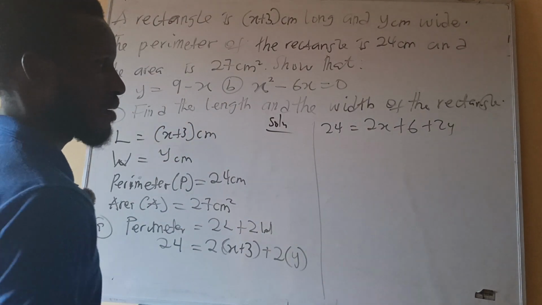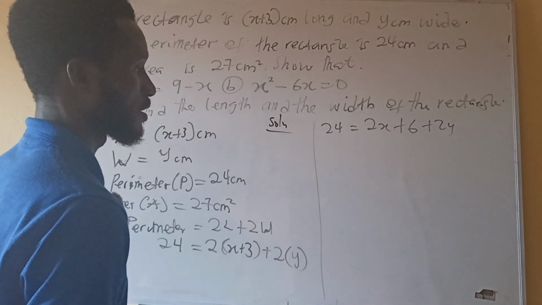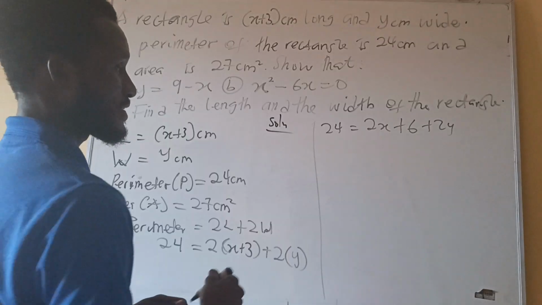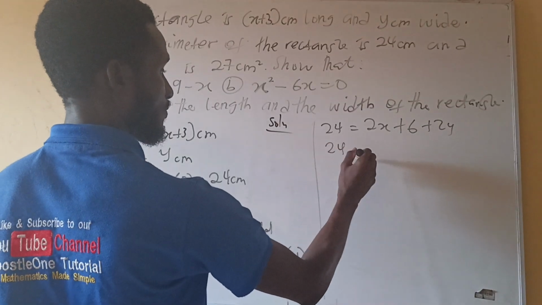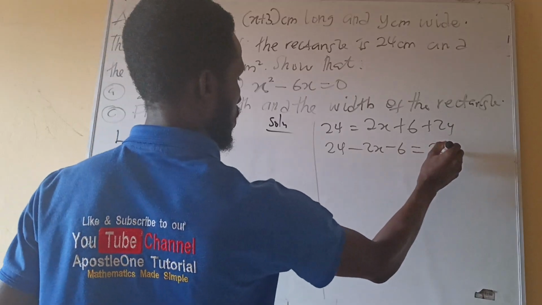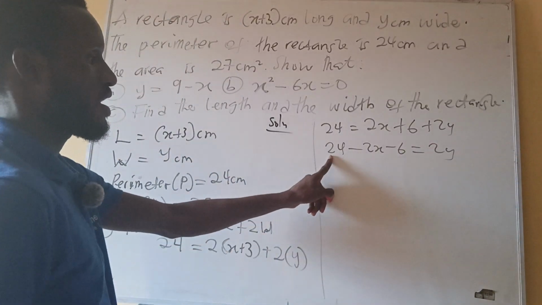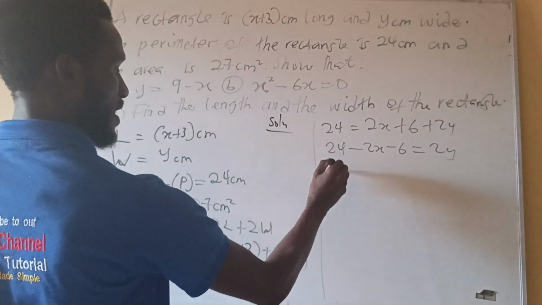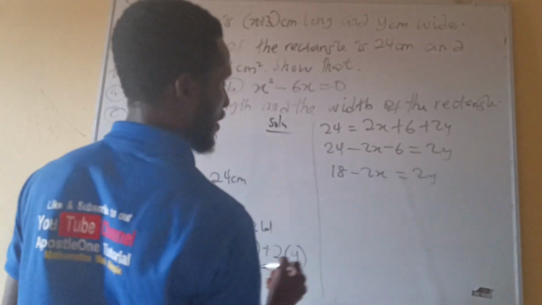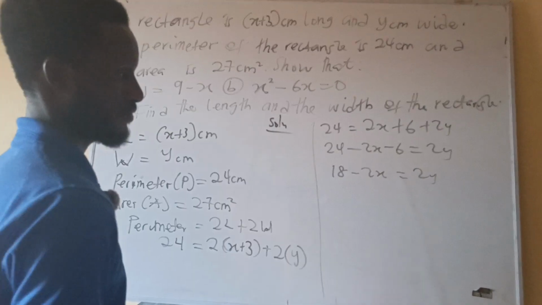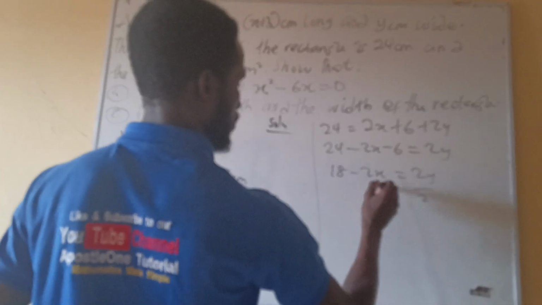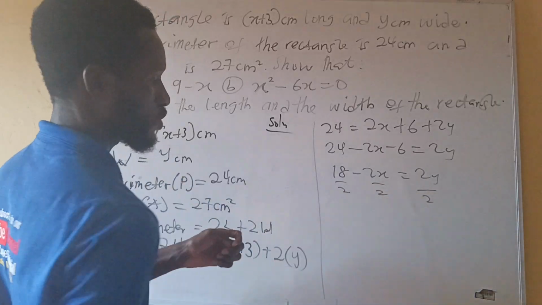Get it? So I'm going to group all of them to one side of the equation. I'm going to get 24 minus 2x minus 6 equals what? 2y. Now 24 minus 6 will give us what? 18. Minus 2x equals what? 2y. At this particular point, I can divide through by 2. Divide this one by 2, divide this one by 2, divide this one by 2.